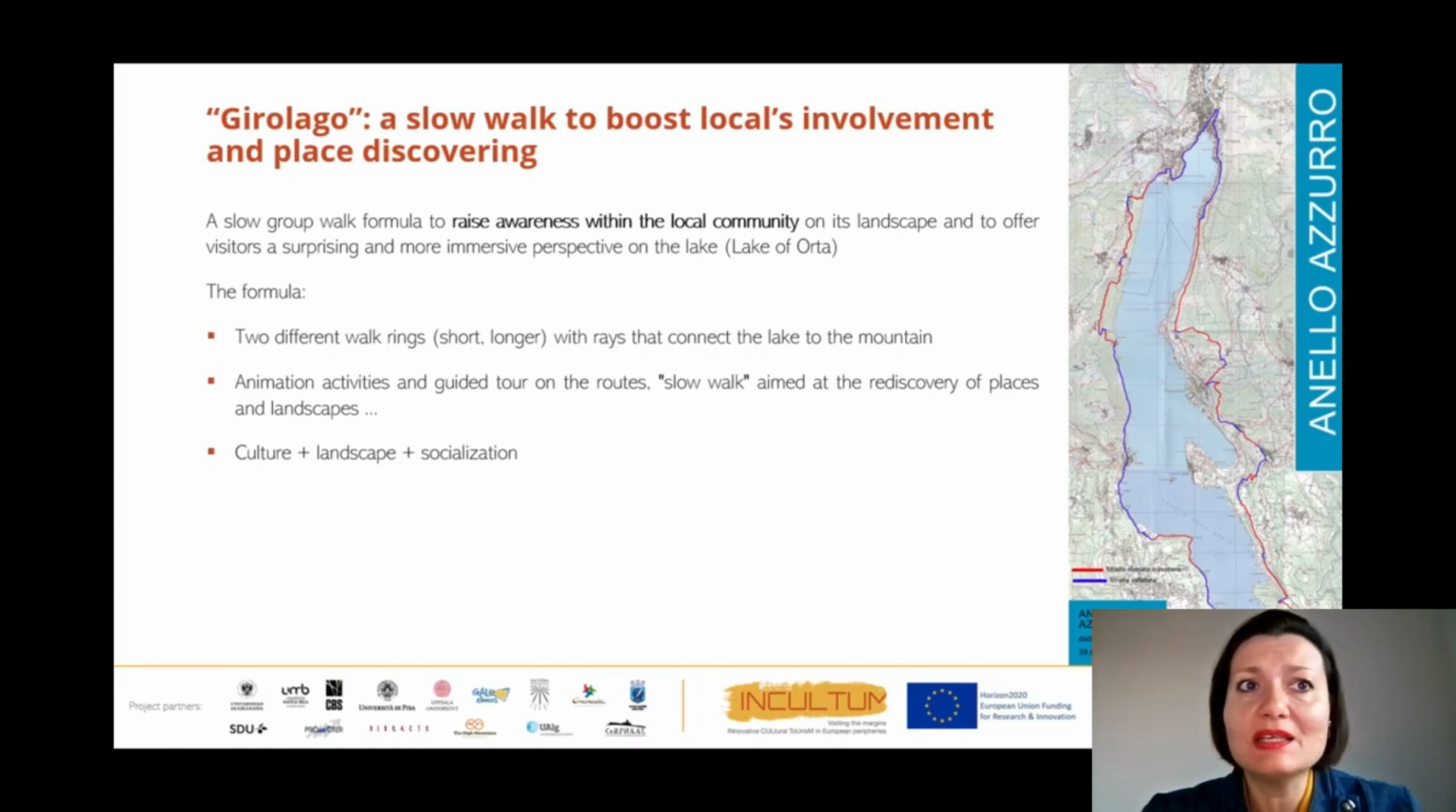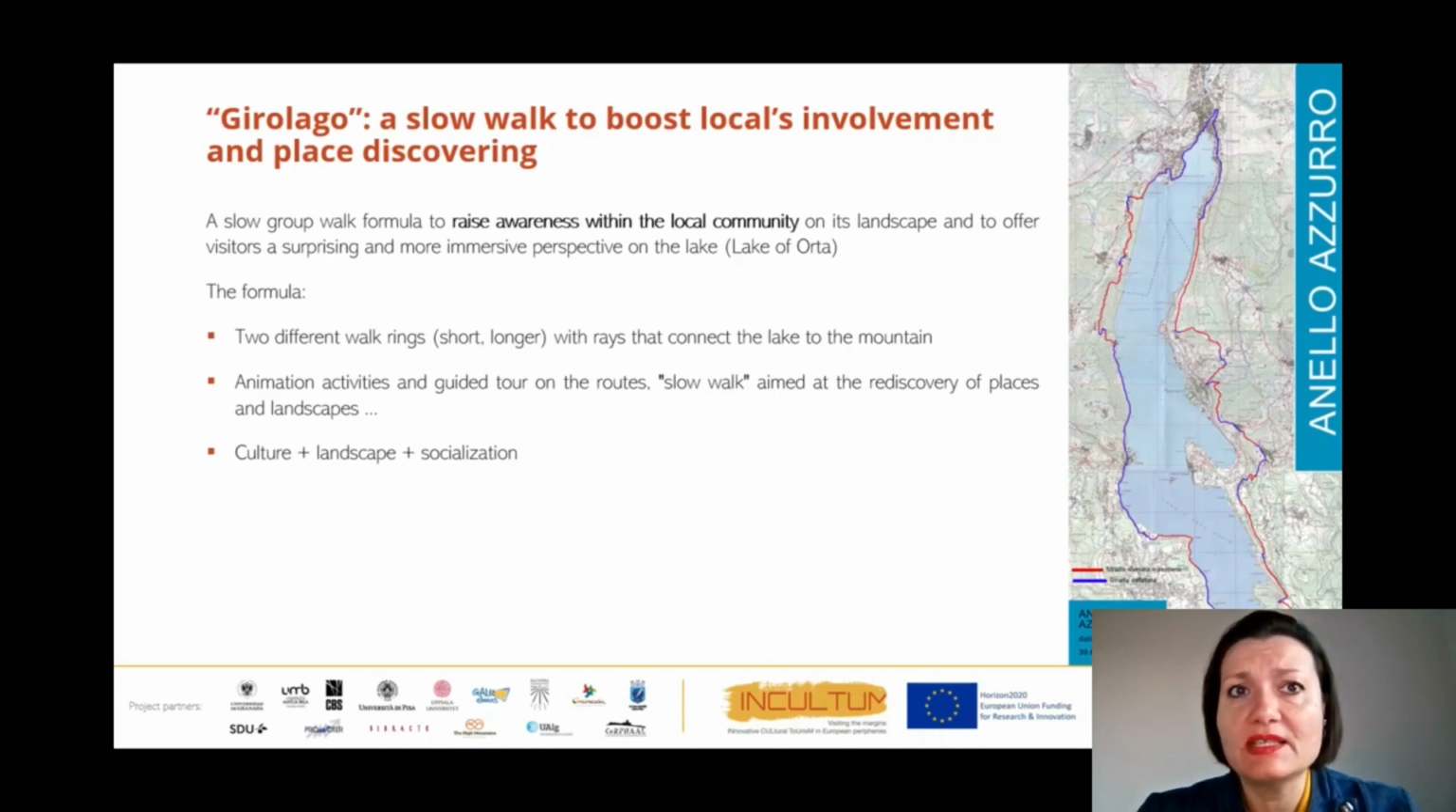Since the really beginning of this initiative, the goal has been that of working for the local community, raising their awareness on the places they live in. The formula entails 2 different walk rings, short and longer, with rays that connect the lake to the mountain.